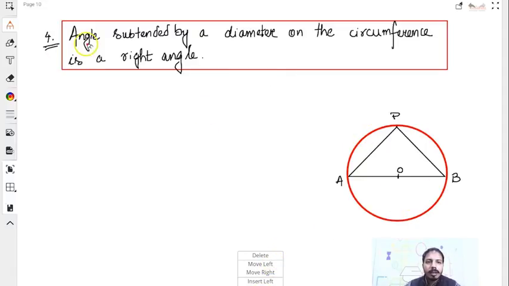Next theorem: the angle subtended by a diameter on the circumference is a right angle. That means if I have a diameter, suppose AB is the diameter, now it subtends an angle and they're saying that this is 90 degrees. Now this is very simple. Why? Because I know that this angle is 180 and I know that the angle subtended by a chord on the circumference is half of the angle subtended by the chord at the center, and if this is 180 degrees, this will be half of 180, that is 90 degrees.